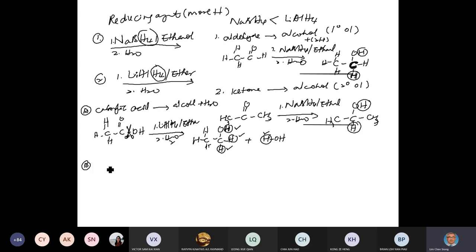B, we use ester. Ester, you are able to form not only one, but alcohol. Now, for example, just now we suggested the ester here. This is the ester. Okay, ester. Then afterwards, we use the more powerful reducing agent.